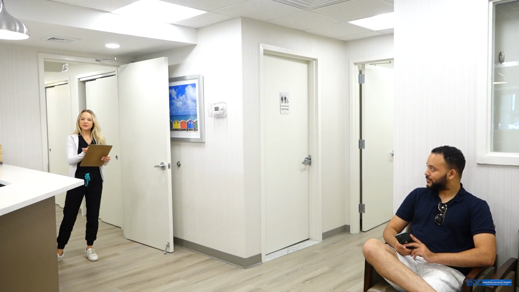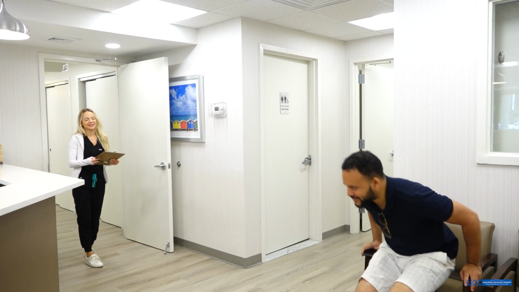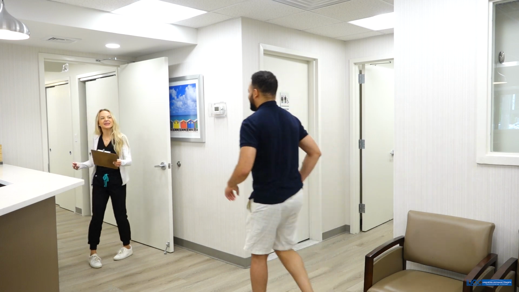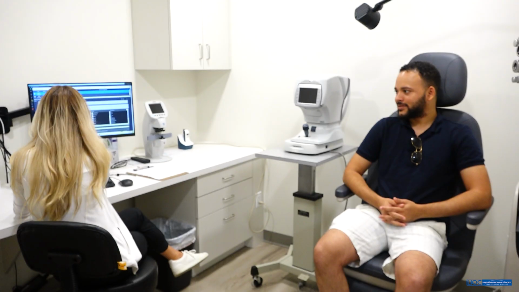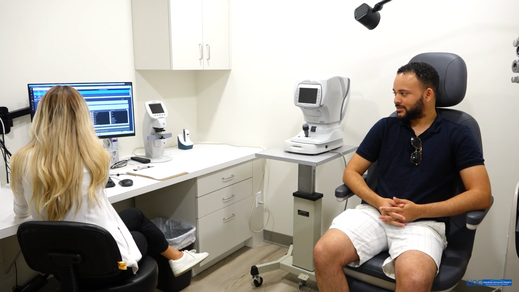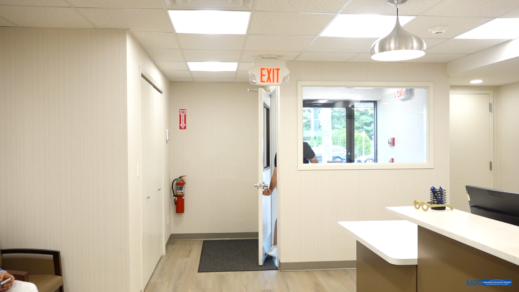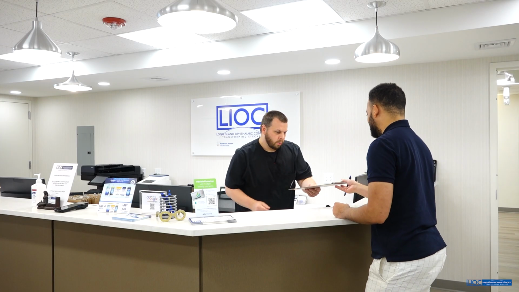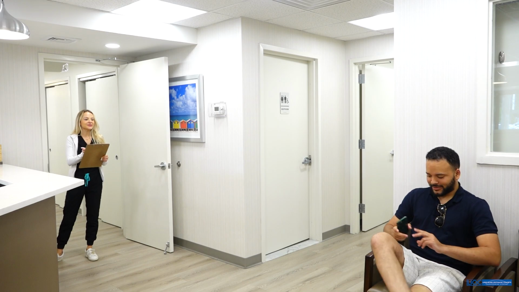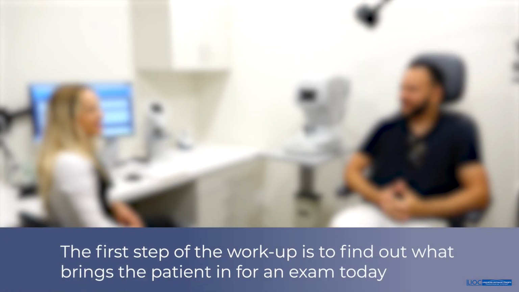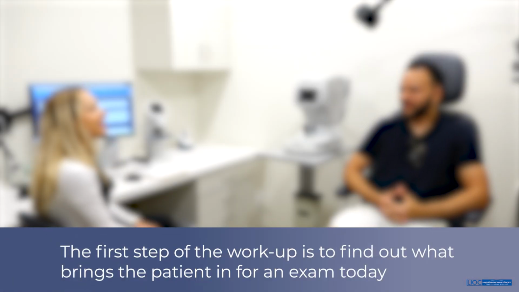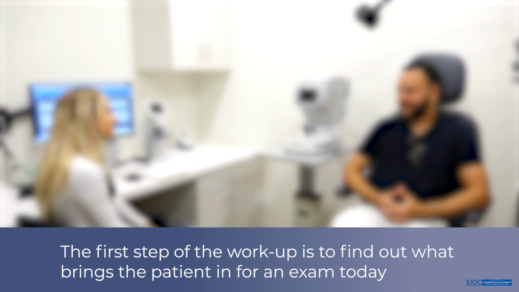In this video, we will cover the patient intake and history process, starting with the patient arriving, obtaining their chief complaint, and ending with reviewing their medical and personal history. As always, we start with the patient arriving. Once the patient arrives and checks in, greet the patient in the lobby and bring them over to the Tech Workup room. The first step of the workup is to find out what brings the patient in for an exam today, or their chief complaint.